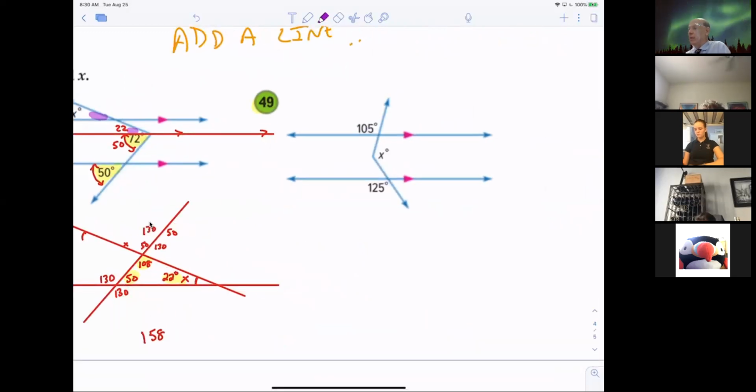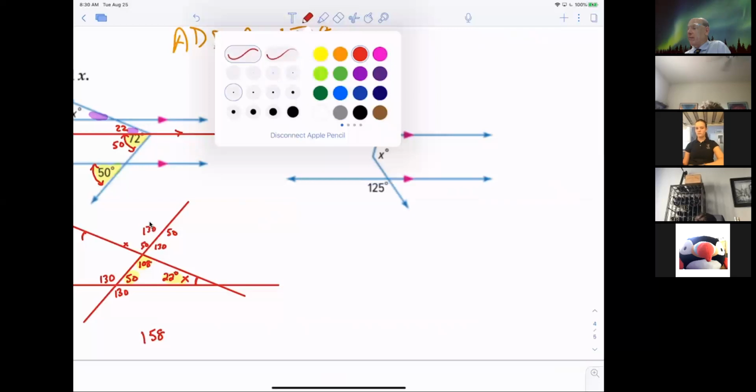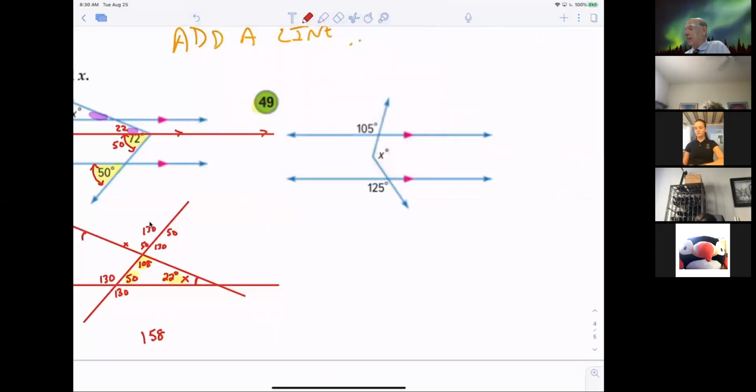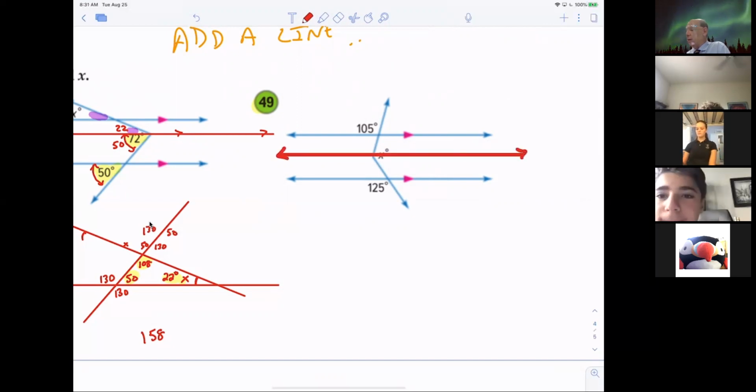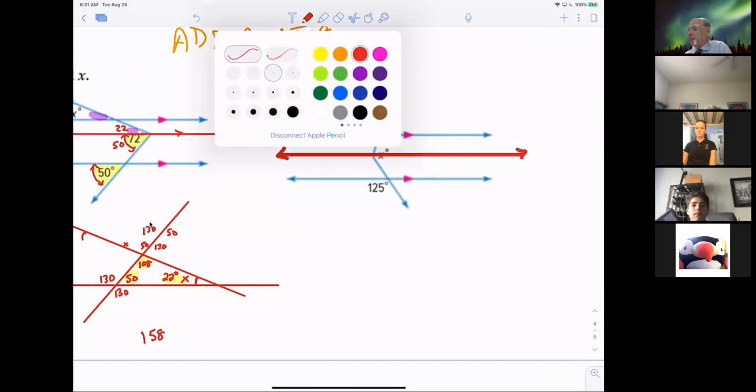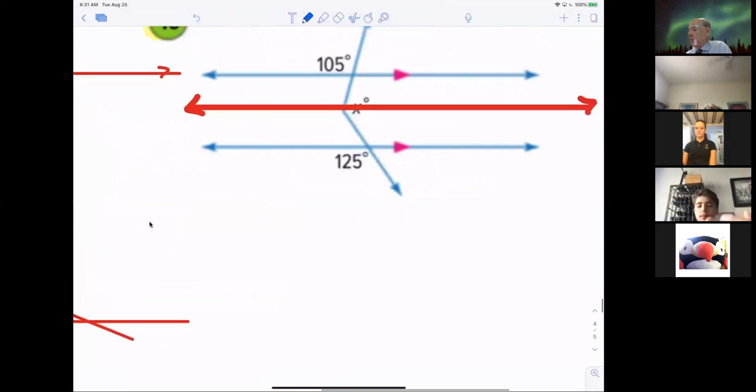Do you agree? All right, so let's draw. Everybody try to draw the parallel line through there. So if these are parallel, then let's go ahead and mark the figure. This is 125. Does everybody agree with that? So what is this angle right here?